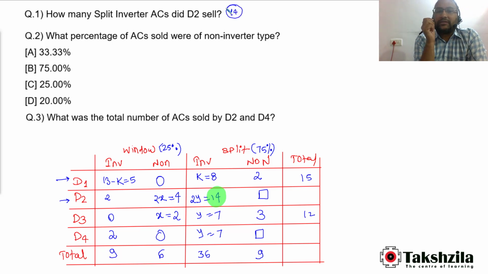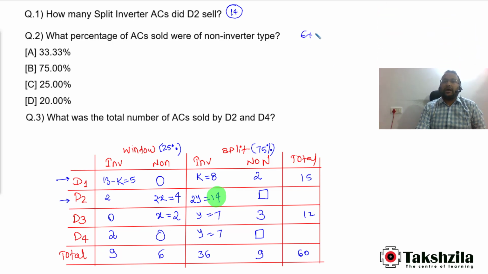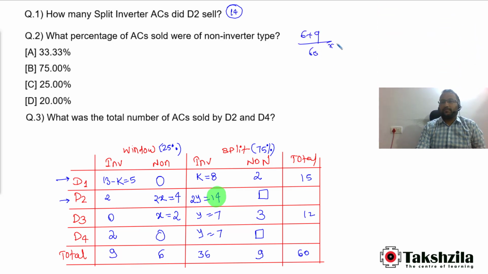What percentage of ACs sold were of non-inverter type? The total number of ACs sold is 60. The non-inverter are going to be 6 plus 9. 6 plus 9 divided by 60 into 100. 15 divided by 15, 4s are 60. So 100 by 4 is going to be 25%.